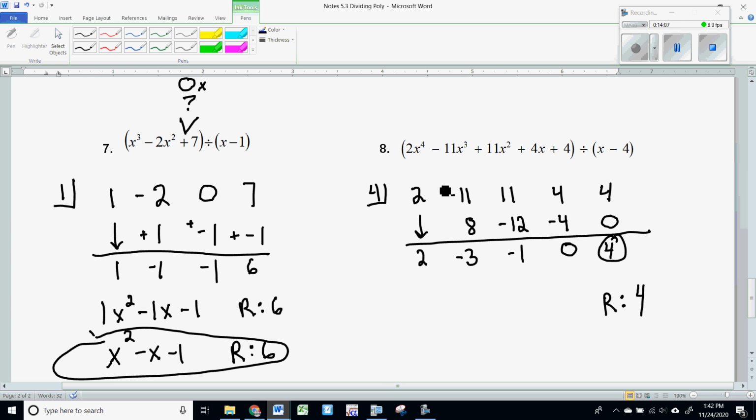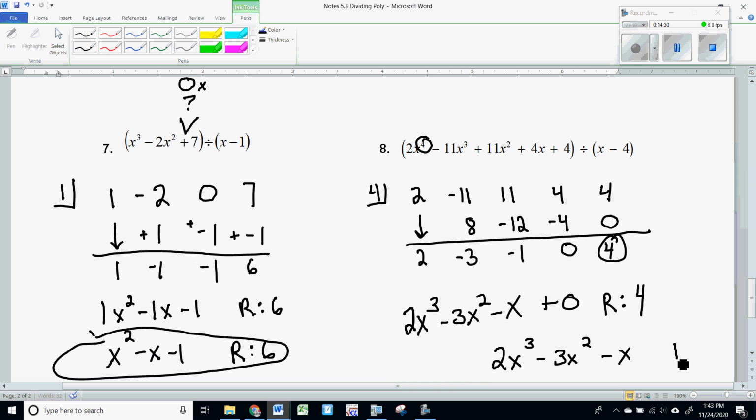Here, we're going to write down our coefficients. We started with an x to the 4th, so we're going to drop 1 and get 2x cubed. And now we just go right down the line. Minus 3x squared minus x, it would be plus 0. We don't necessarily need a 0, so we could just write that like this if we wanted to, with a remainder of 4.